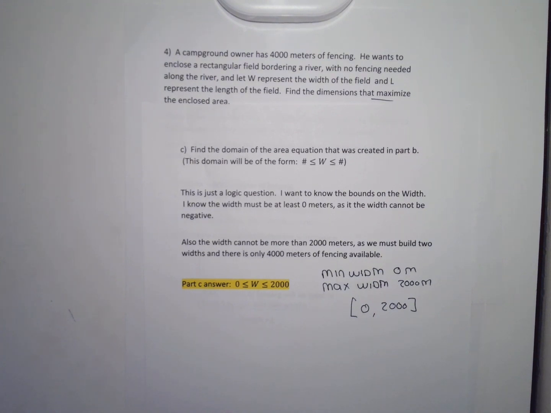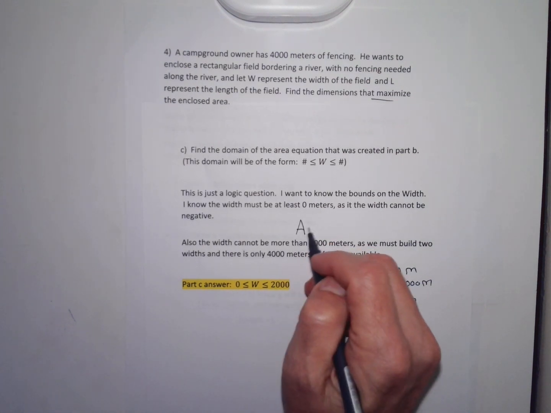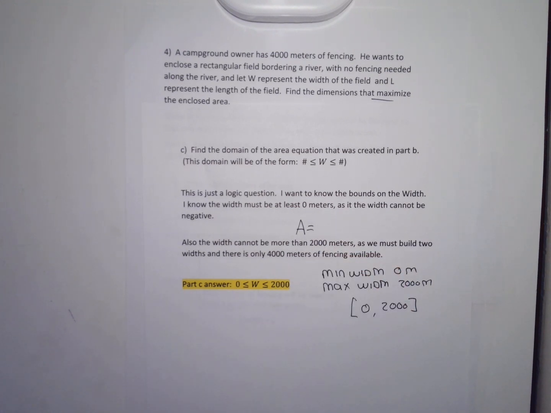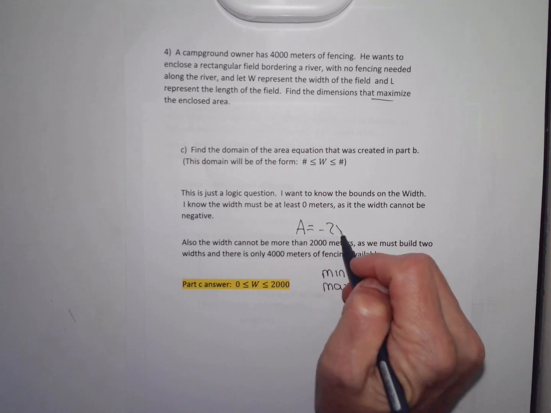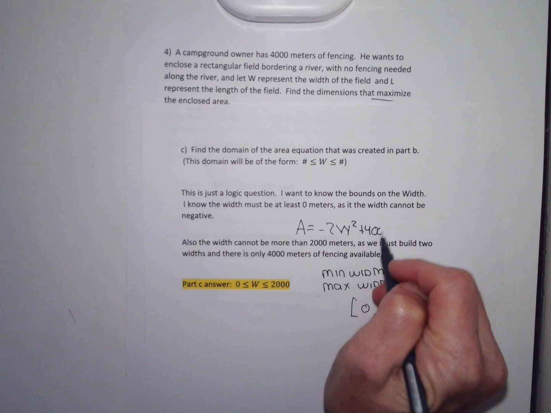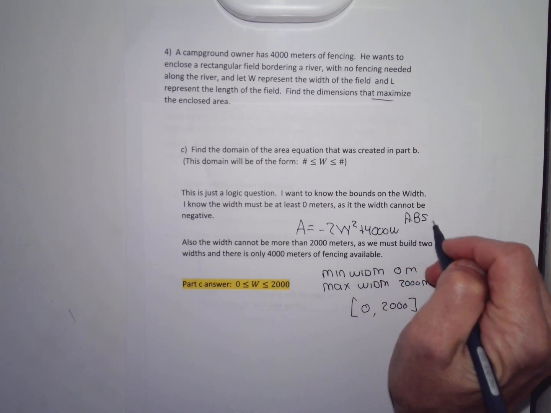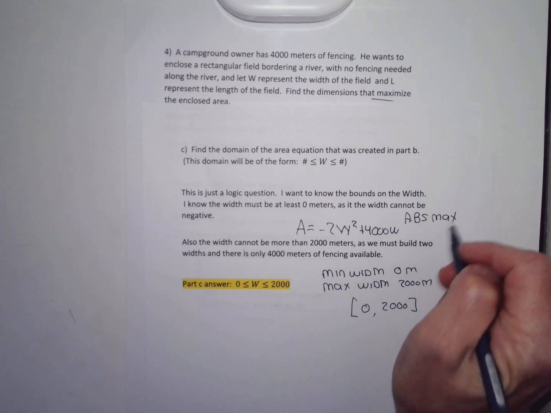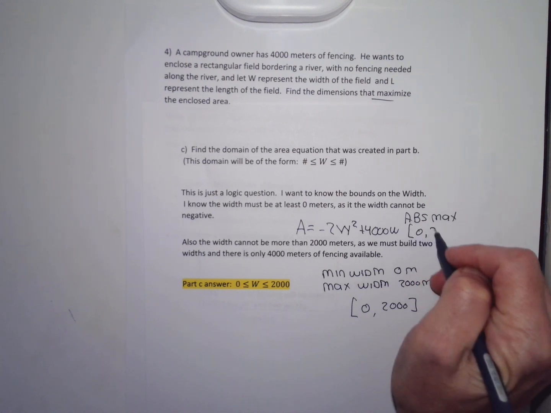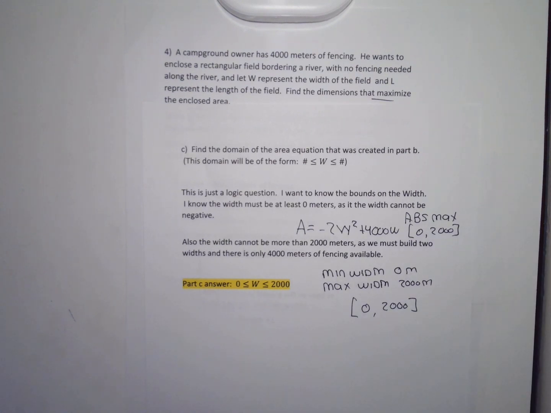For part D, I'm going to get my answer. I have the area equation of minus 2w squared plus 4,000w. And I'm just going to try to find the absolute max. I'm not going to worry about the absolute min over the interval from 0 to 2,000. This is ultimately what my answer is going to come from.